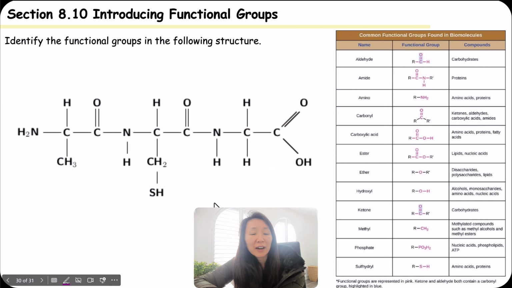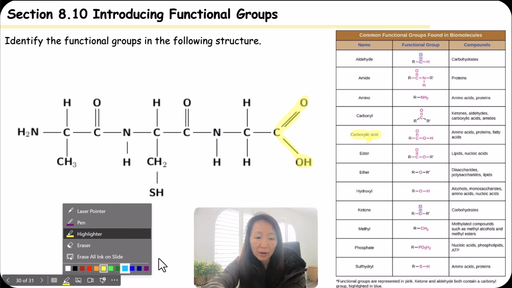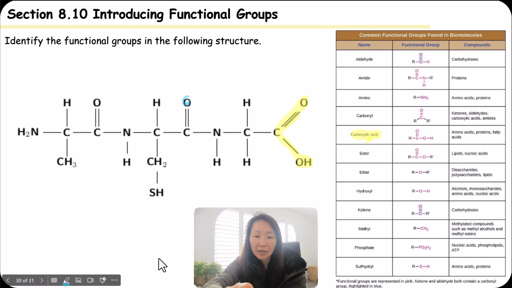Now I want you to identify some of the functional groups in the following structure. So this is a good time to take out your highlighter. I'm going to use a yellow highlighter and do one at a time. And you're going to try for the next learning check. So I see a carbonyl group right here. Right? I'm sorry, not a carbonyl. And in that specific category is the carboxylic acid, right? The carboxylic acid. Let's do another one. I see an amide here. That's my amide. I see another amide.